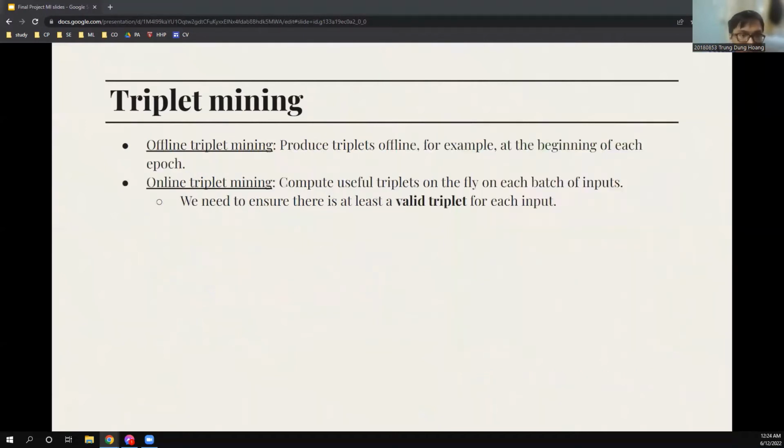Next, there are two different types of triplet mining: offline triplet mining, producing triplets offline, for example, at the beginning of each epoch, or online triplet mining, which computes useful triplets on the fly on each batch of inputs. It's noted that we need to ensure there is at least a valid triplet for each input.